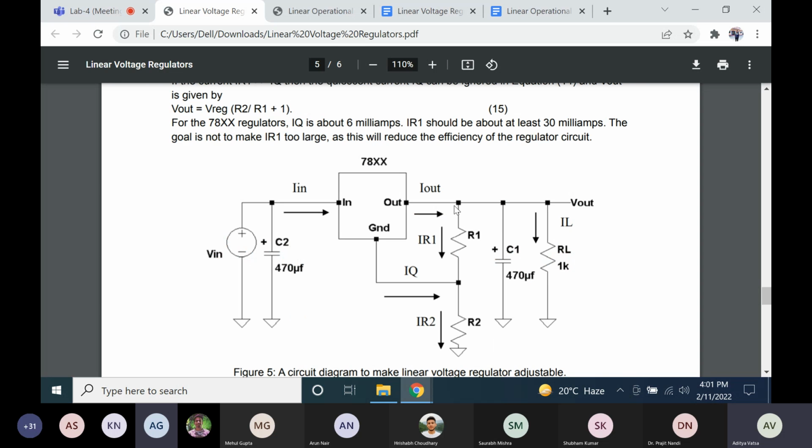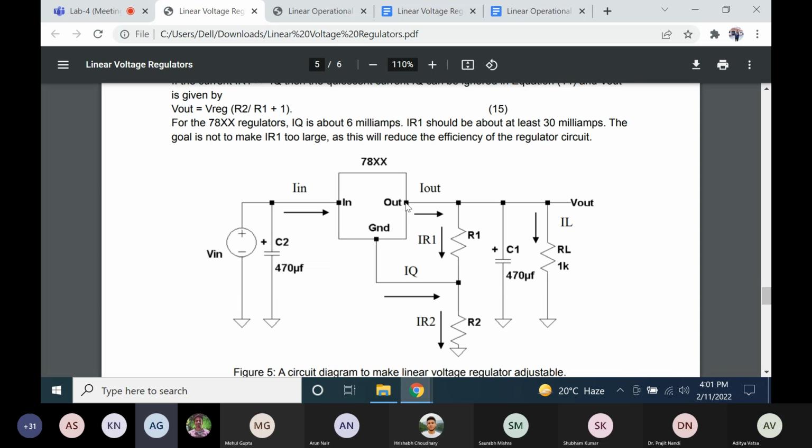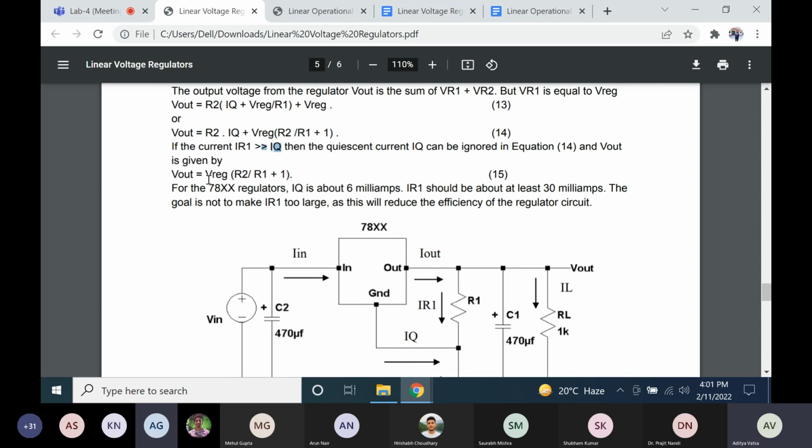So how is this V regulated? V regulated is the voltage difference between this output node and this ground of this IC 78XX. So this is VREG, and this current is VREG by R1. This current is IQ. So VREG by R1 plus IQ is IR2. IQ is the quiescent current, much smaller than IR1, so we will neglect that. So V out is just V regulated into R2 by R1 plus 1.